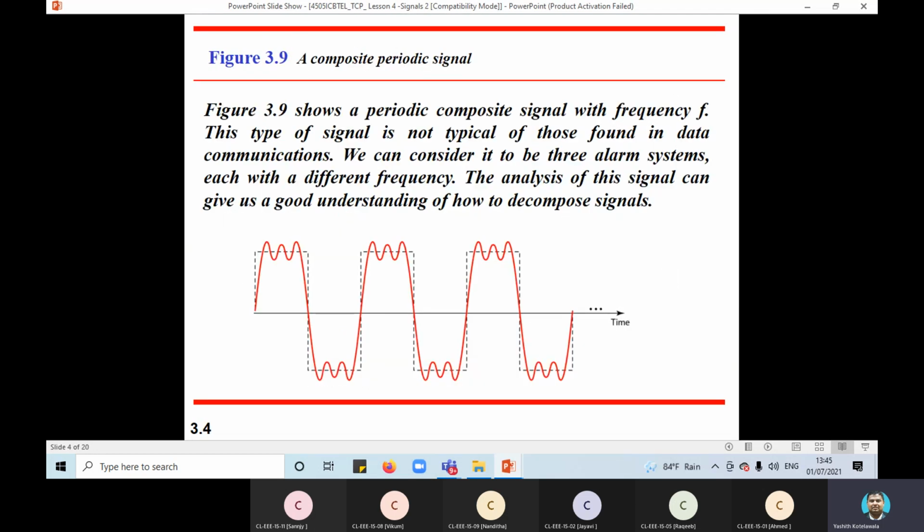Decomposition. Here we have another point. The analysis of the signal can give us a good understanding of how to decompose a signal. And it is talking about a three alarm system I was telling you. Three alarm system is basically operating with three different frequency electrical signals. So based on three different frequency electrical signals, we used to drive three buses in three different tones, three different frequencies, right?